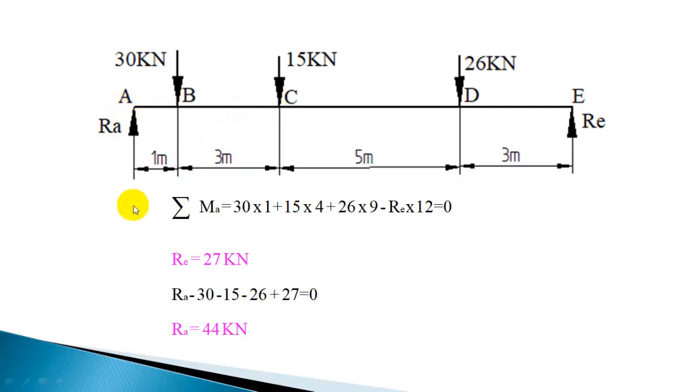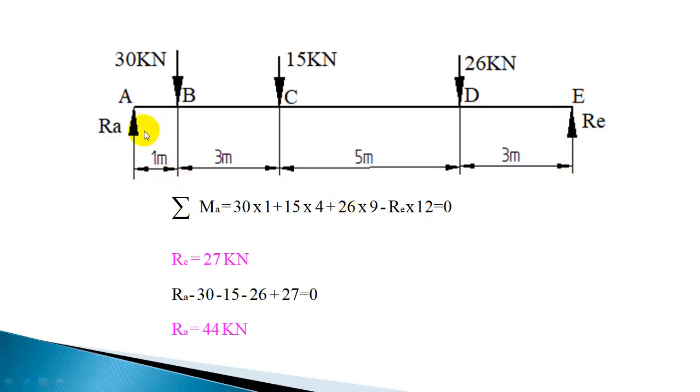Taking the moment summation with respect to point A, you get 30 into 1. 30 is producing clockwise moment, acting at a distance of 1 meter, so 30 into 1, plus 15 into 4, since the distance is 4 from the moment center, plus 26 into 9, that is the total distance 9, minus Re into 12, since this is producing anticlockwise moment and the total distance is 12, is equal to 0. From this you can solve Re as 27 kilonewton. So the reaction at the end is 27 kilonewton.